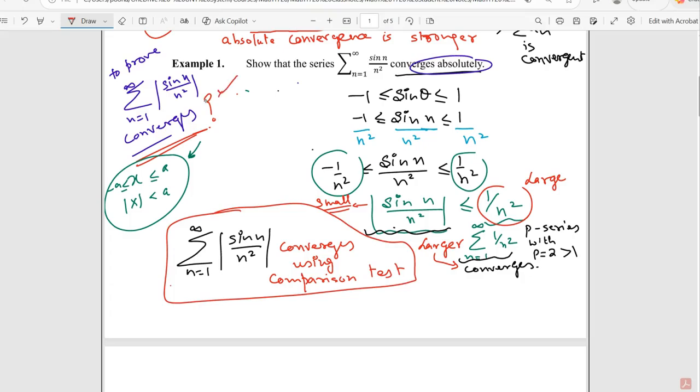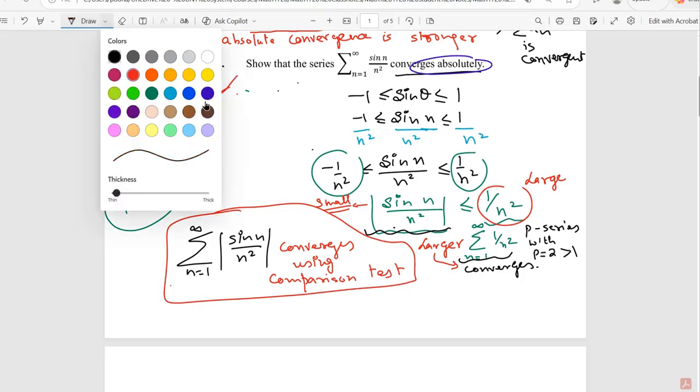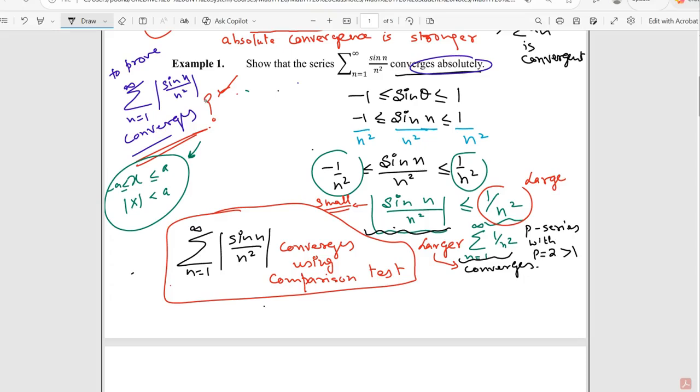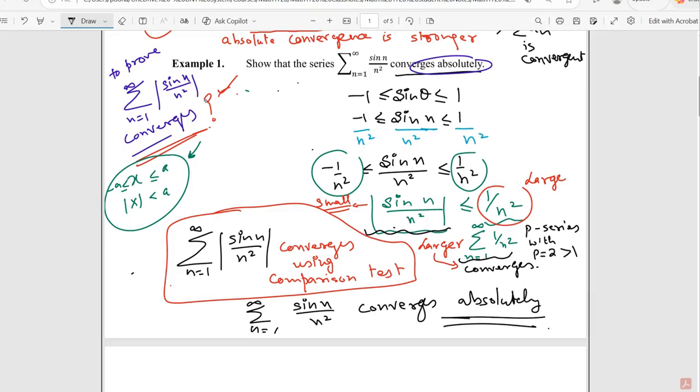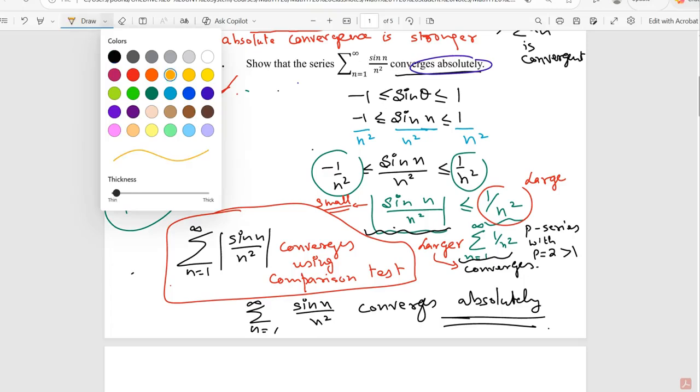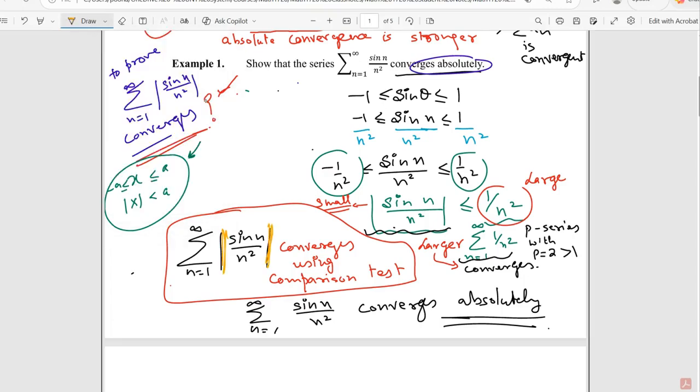We wanted to prove that, so we did prove what? We said the given series sine n over n squared converges absolutely. Why absolutely? Because it converges when we have the absolute value around the terms.